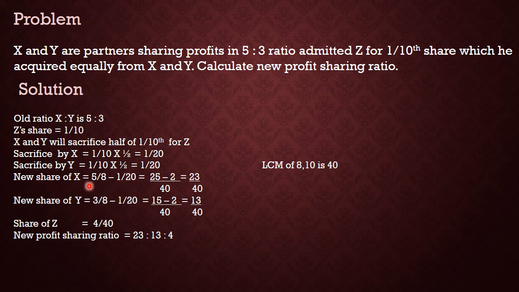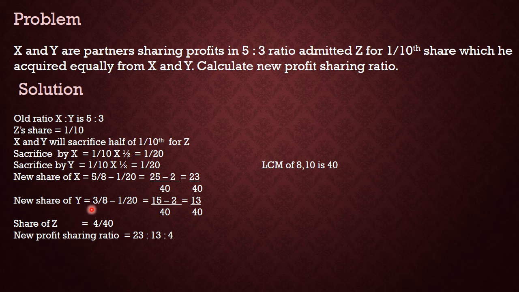And new share of X. New share of X is, the old share is 5/8. From that, he has sacrificed 1/20. So that is to be deducted. Then 5/8 minus 1/20, that is equal to, we have to find out the LCM. LCM is 40. So 25 minus 2 by 40, that is 23/40.